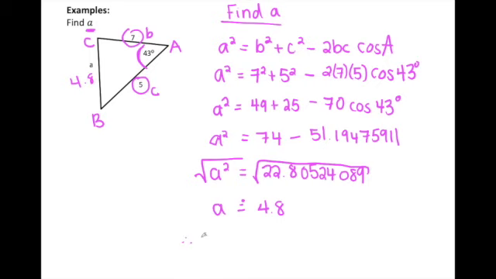So therefore, side A is approximately 4.8. Again, no units given. You could give it units if you want, but since there isn't any, you don't have to.